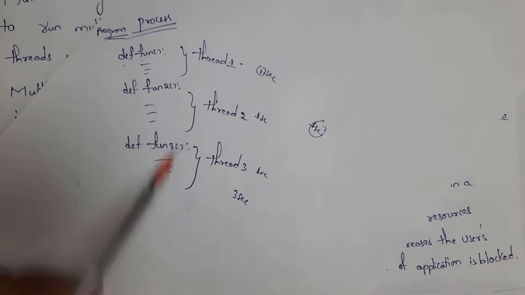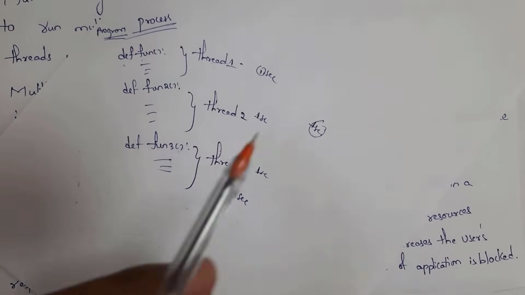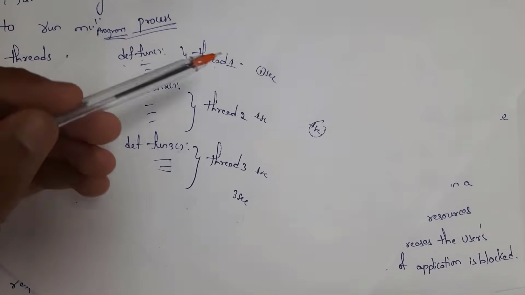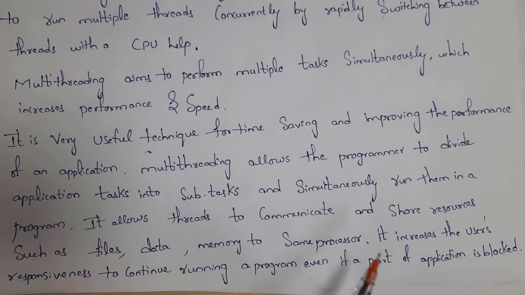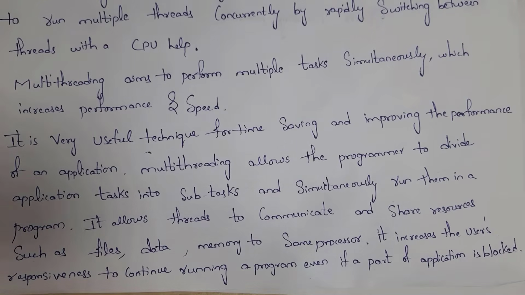By using multi-threading, all these 3 threads can communicate between each other. That is nothing but they can share resources and they can share files and so on. It increases the user's responsiveness to continue running a program even if a part of application is blocked. Even if any part of application is blocked, program will run.